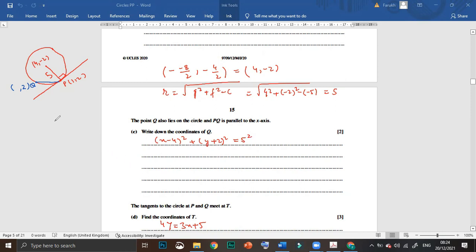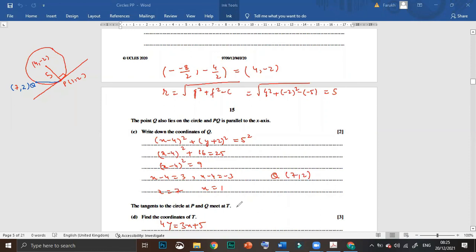We will put y is equal to 2 into this equation to get the value of x. (x minus 4) whole square plus 16 is equal to 25. (x minus 4) whole square is equal to 9. x minus 4 is equal to 3 and x minus 4 is equal to minus 3. x is equal to 7 and x is equal to 1. 1 is already given, so the value of x is 7 for Q. So the coordinates of Q are (7, 2).